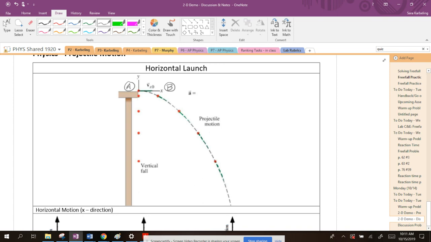Okay. So in the demonstration, we had a ball that fell straight down. That was our ball bearing A, and we had B. And what did you find, friends? Tell me what you saw. They fell at the same time.